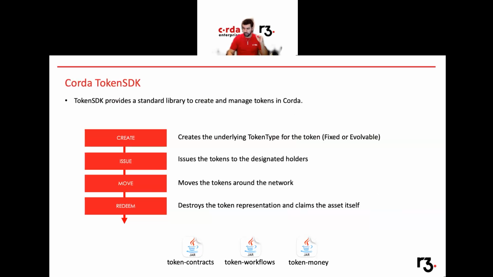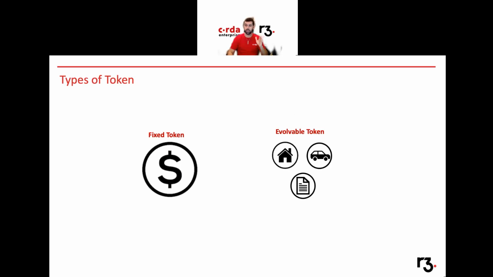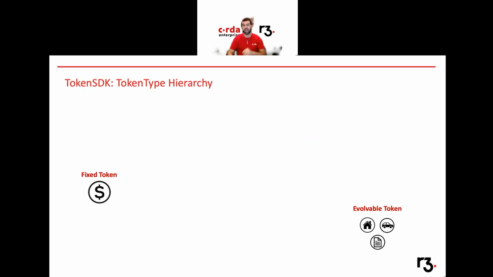So I mentioned earlier fixed tokens and evolvable tokens. So what is the difference between these two things? A fixed token is something like a currency, right? Something that is relatively fixed. $1 is going to stay $1, as opposed to something like an evolvable token, which is a house or a car or a contract between two people, something like that.